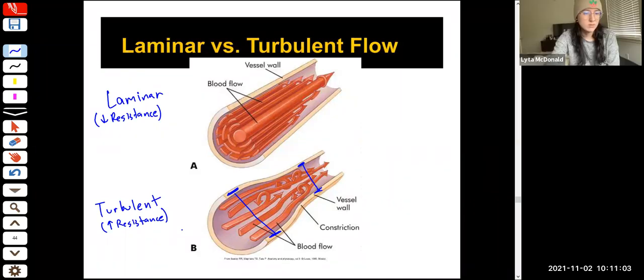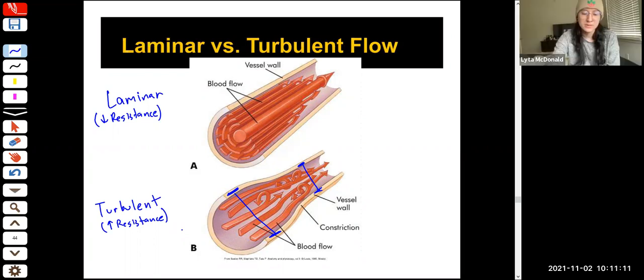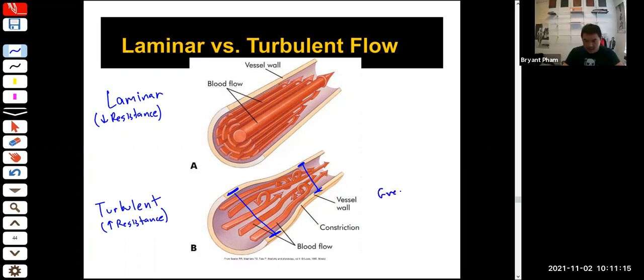In the limbs? Close. Sorry, I should specify in which blood vessel. Arterioles. Yeah. You should see the greatest turbulence at the arterioles. Okay. Because that's where you're losing the most diameter.